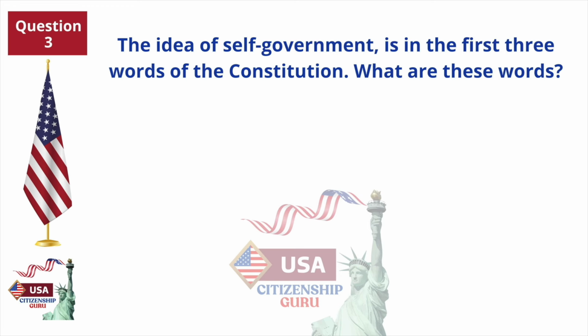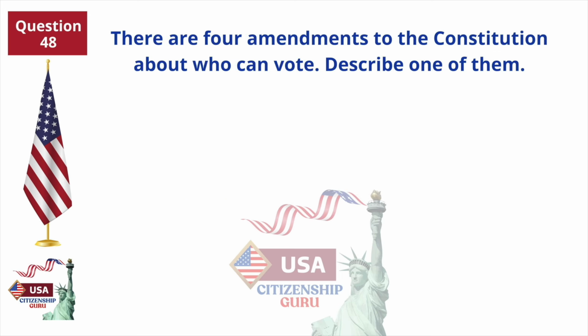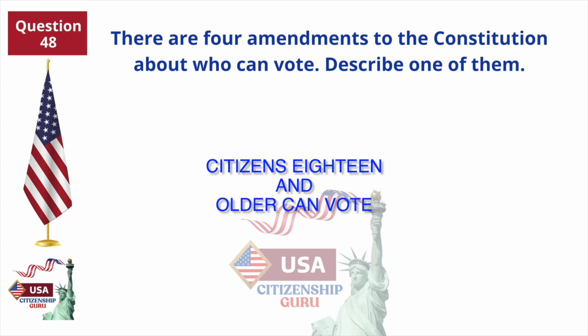The idea of self-government is in the first three words of the Constitution. What are these words? We the people. What stops one branch of government from becoming too powerful? Checks and balances. There are four amendments to the Constitution about who can vote. Describe one of them. Citizens 18 and older can vote.